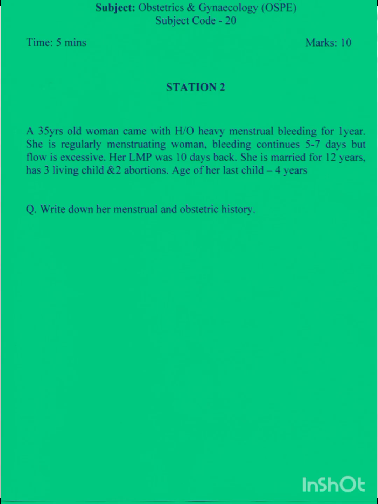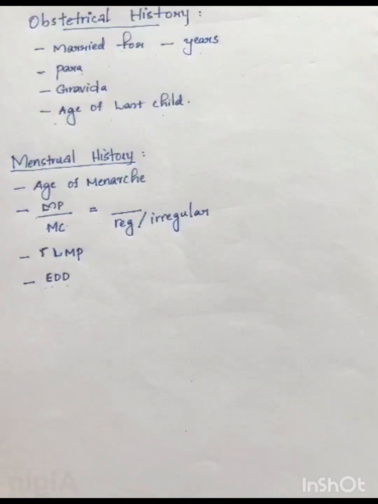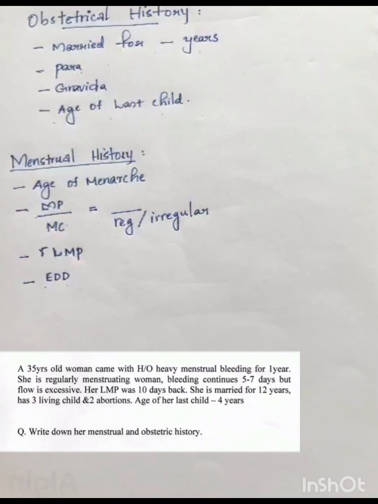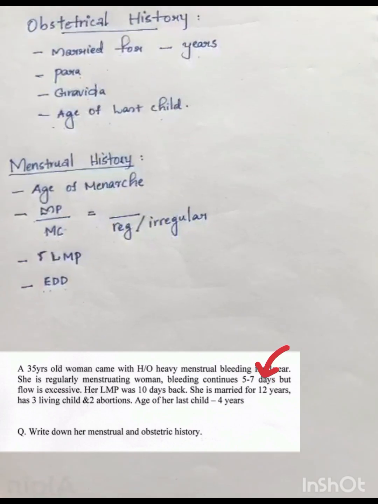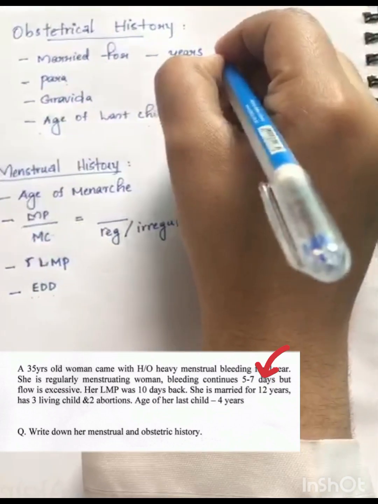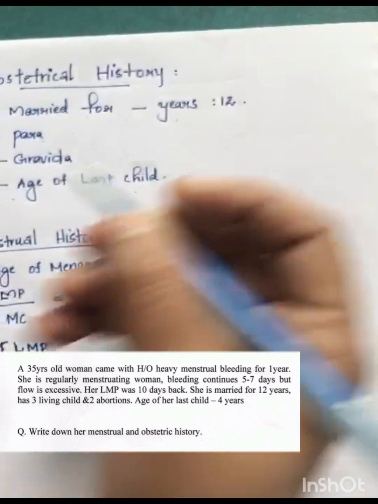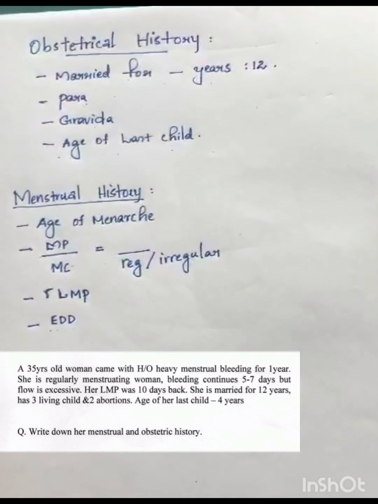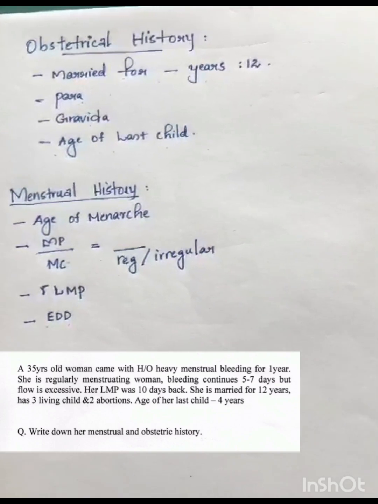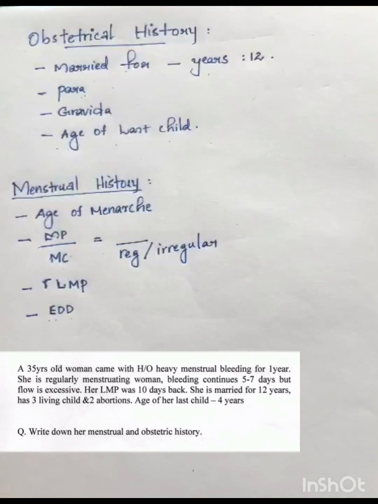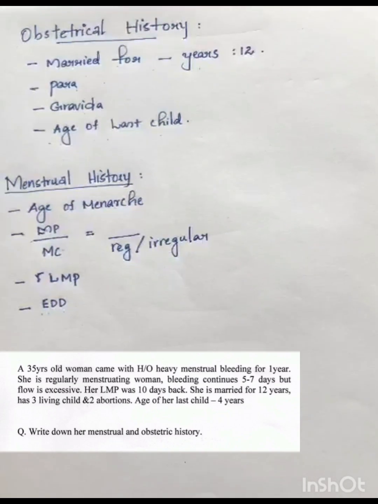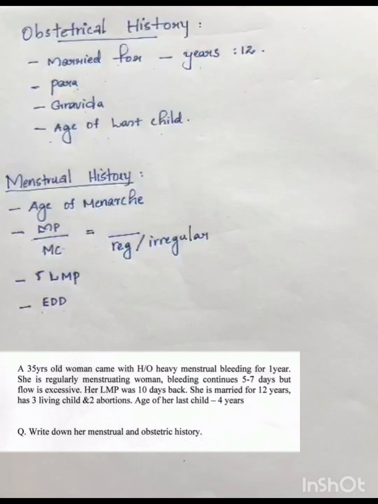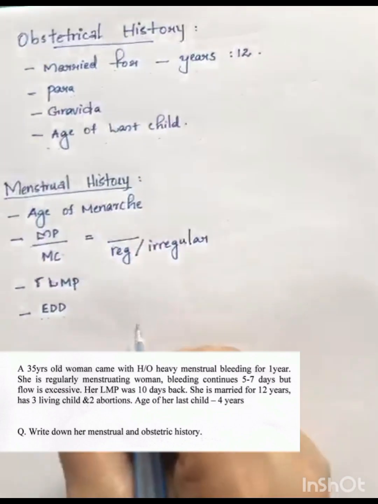So we will start with the obstetrical history. According to this question, she is married for 12 years. So here we got the answer as 12 years. Then we have to calculate the para. How to calculate the para? It is the number of deliveries after the age of viability, which means according to this, the total number of children delivered after the age of viability is 3.